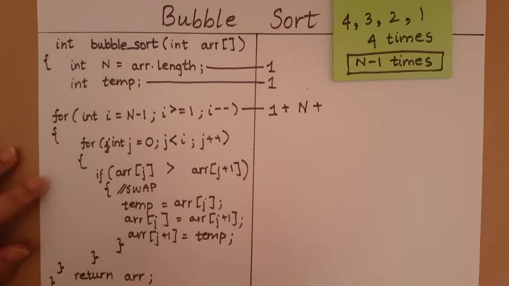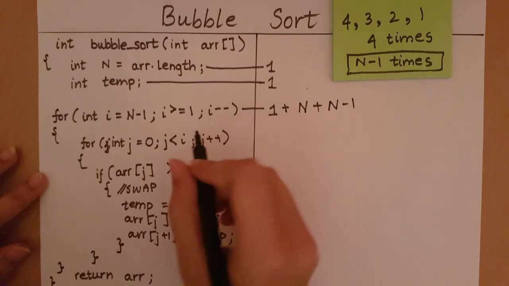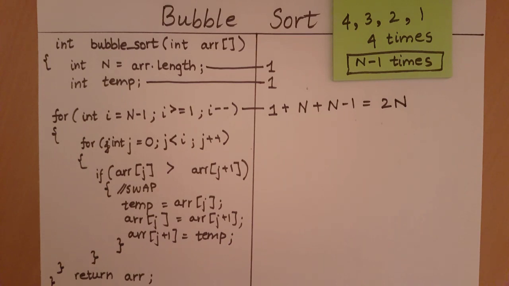Increment will occur as many times as the loop executes, so this will occur N minus 1 times. So adding this up, we get this statement running 2N times. So now we have seen the i loop. Let's look at the j loop.